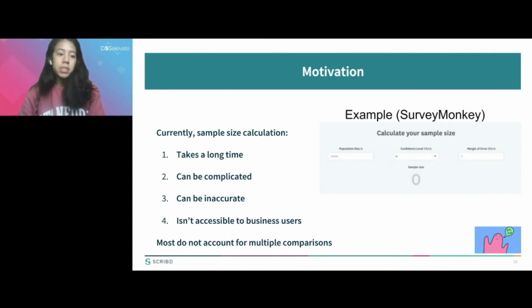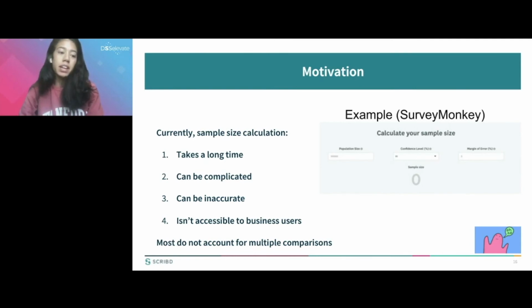So there are sample size calculators that are available online. This is an example, a very simple example from SurveyMonkey. And as you can see, you just put in 3 different metrics here, and it outputs a sample size.